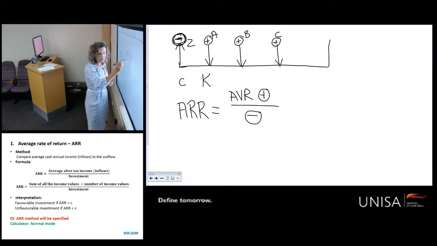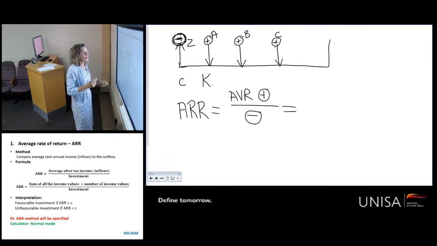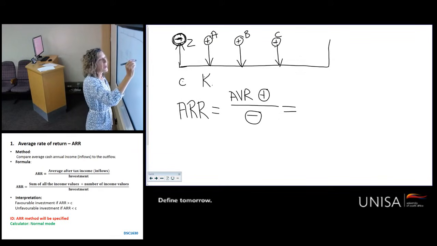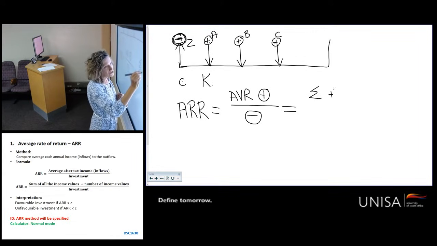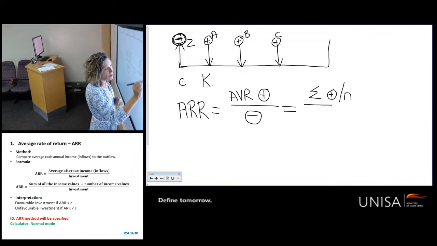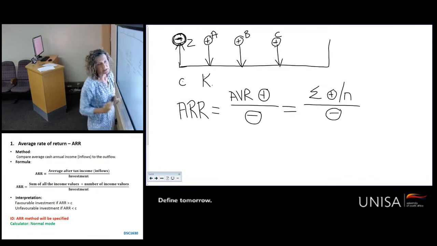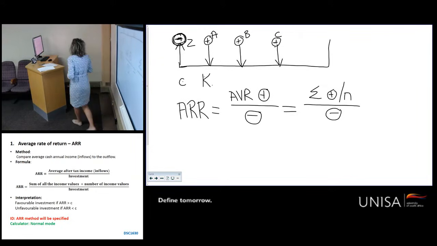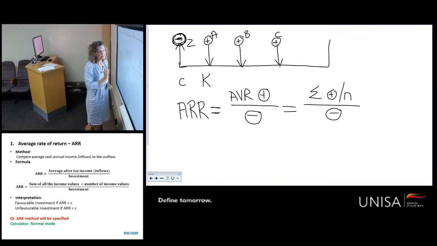Now, what is an average? Can we remember maybe back from school days, or when you have to work out the average of your test marks? What is the average? You add the sum, right? The sum means add all your positives together, divided by how many positives there are, and then divided by your negative. Right.